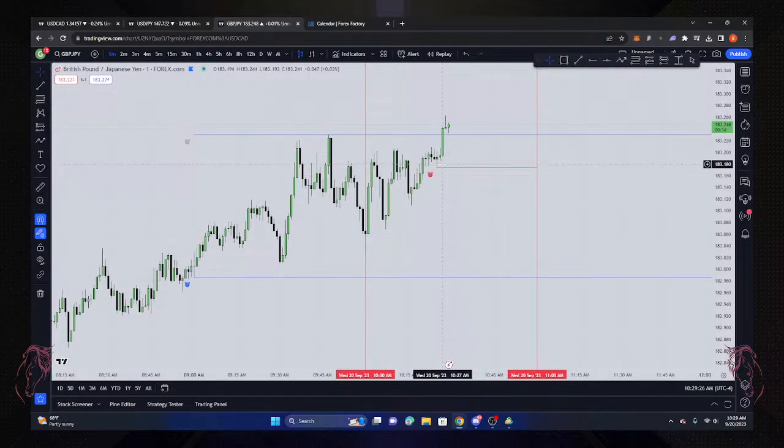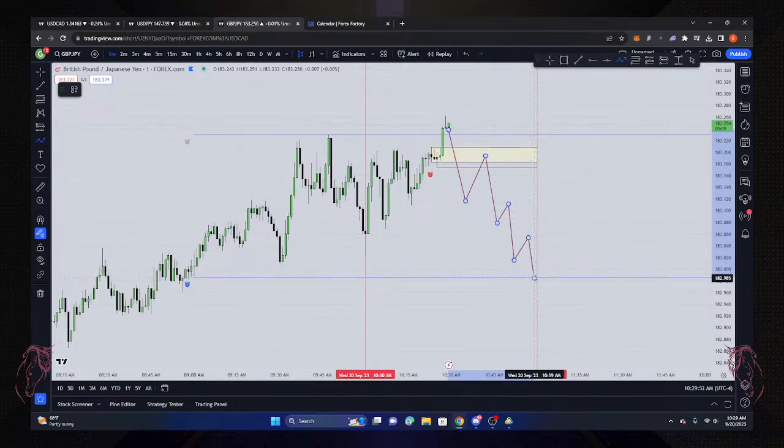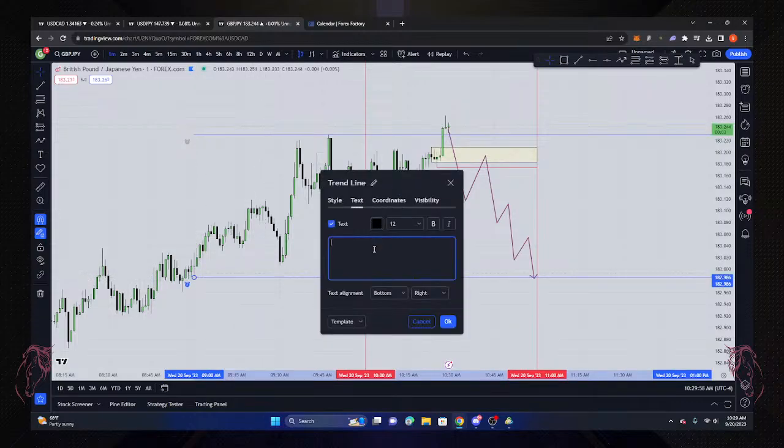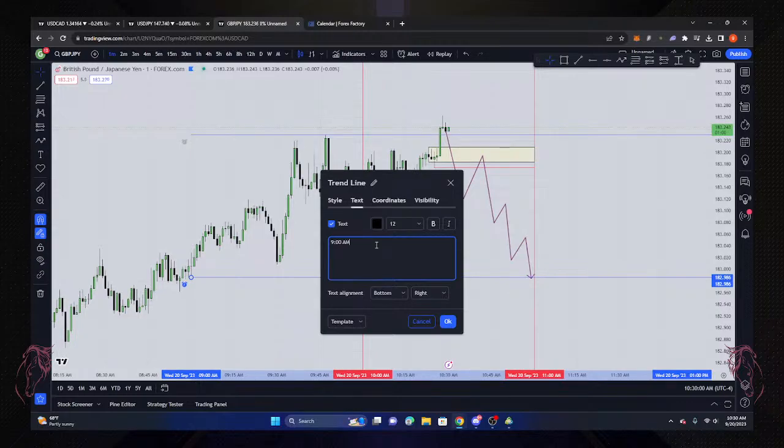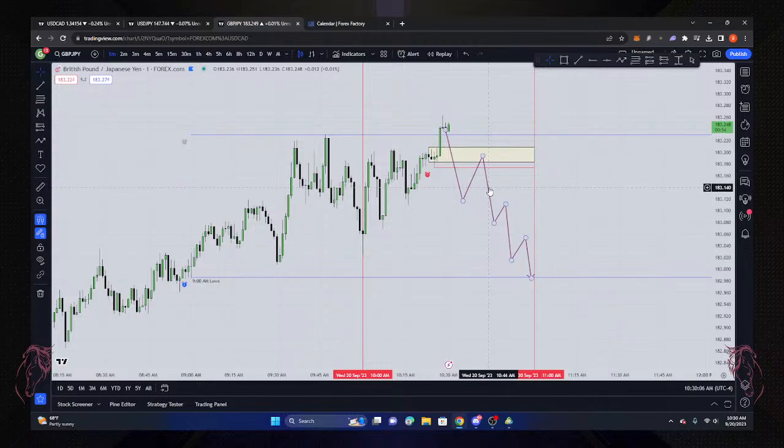And if price runs through this low with energy, leaving behind an FVG or some sort of imbalance or POI within the displacement leg, I would like to see price then retrace into this level, potentially somewhere a little bit higher, and continue going lower, targeting 9 a.m. lows. Let me just write it here. There. This is what I would like to see.